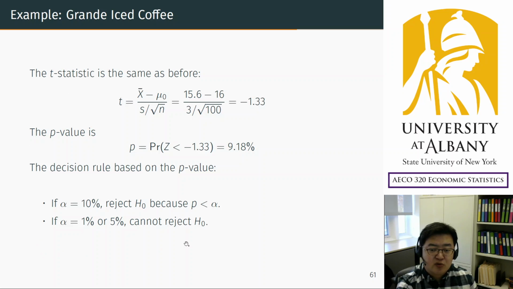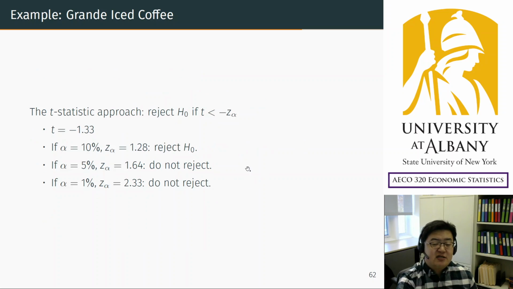That's the p-value approach. So as you see, this part and this part are exactly the same as what we did in the previous chapter. But this part is actually easier because you only calculate one side probability, right? This is the only difference.